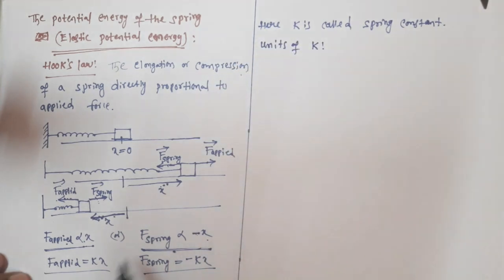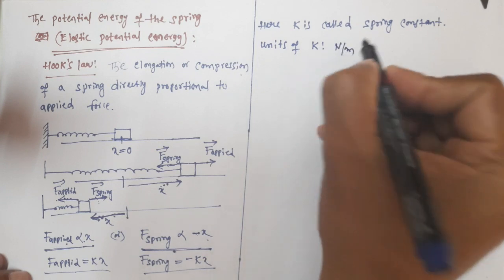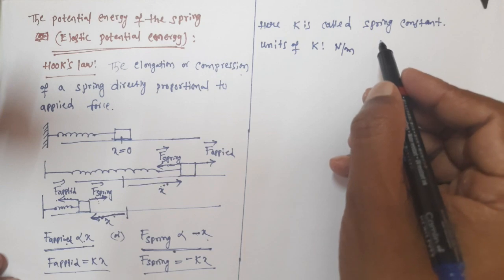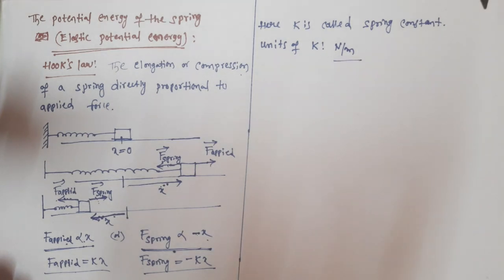And the units of K: if we keep K on one side and bring x here, for force what is the unit? Newton. For x, compression or extension, that is displacement only, right? So meters. K equals F by x. So the unit of K is Newton per meter. This is the SI unit we have. And we also have another unit, that is Dyne per centimeter. Usually we don't use that one, we use Newton per meter only.